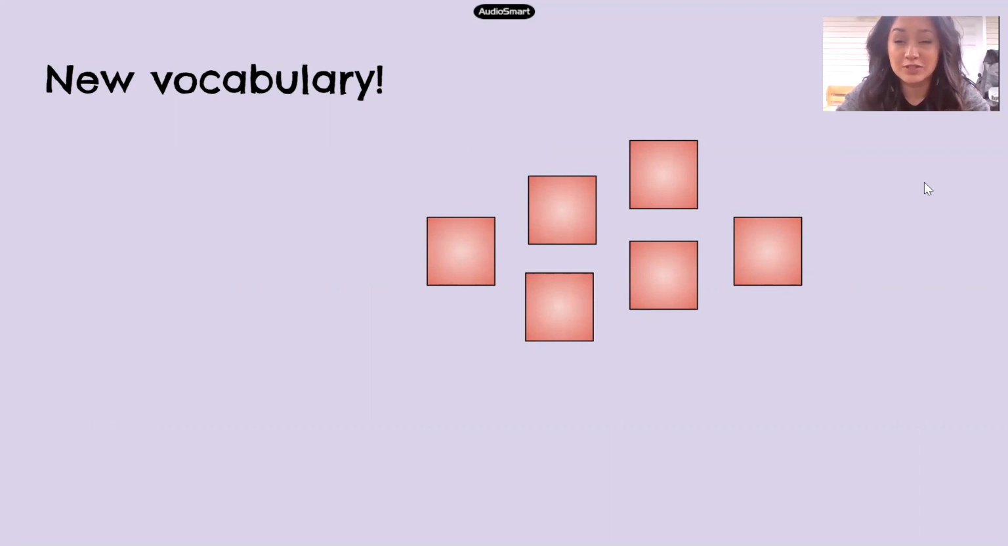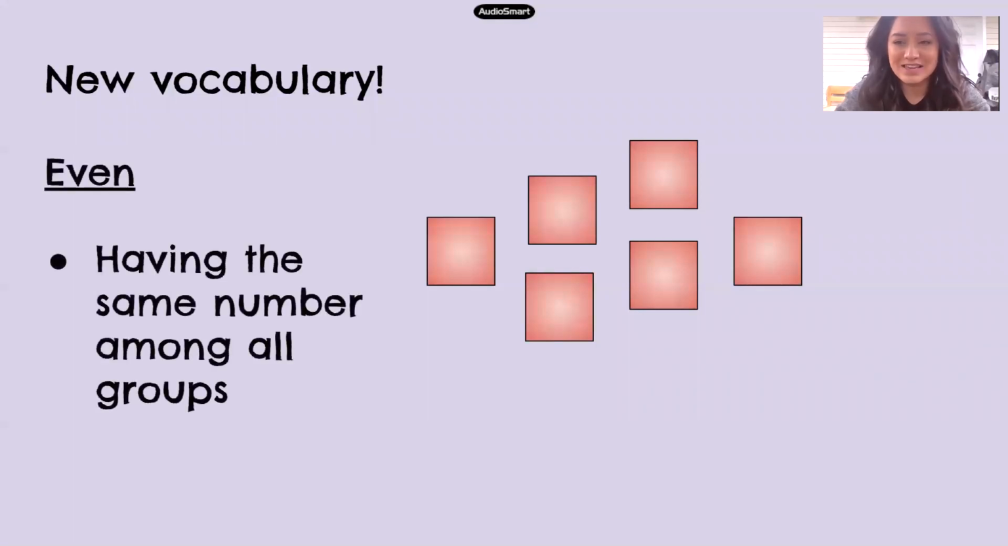This might be review for some of you, but for most of you, our new vocabulary consists of the word even. What word? Even. Good. To be even means that you have the same number of objects among all groups, which means, for example, if I had to give an even number of pencils to two students, to make it even, they have to have the same number of pencils.